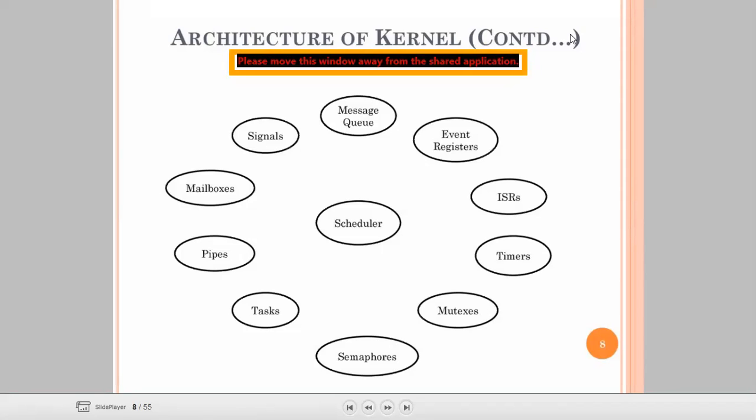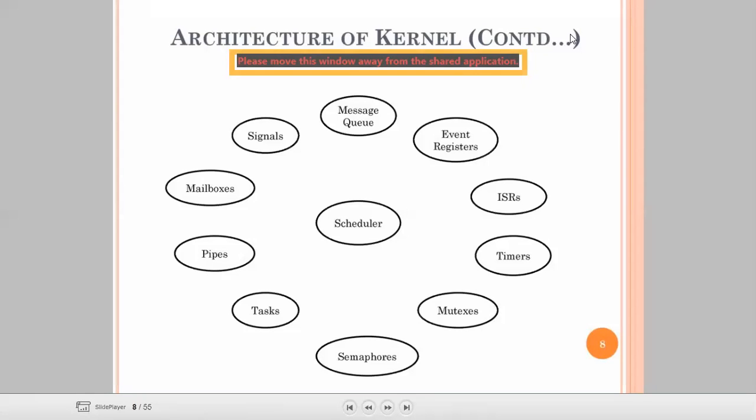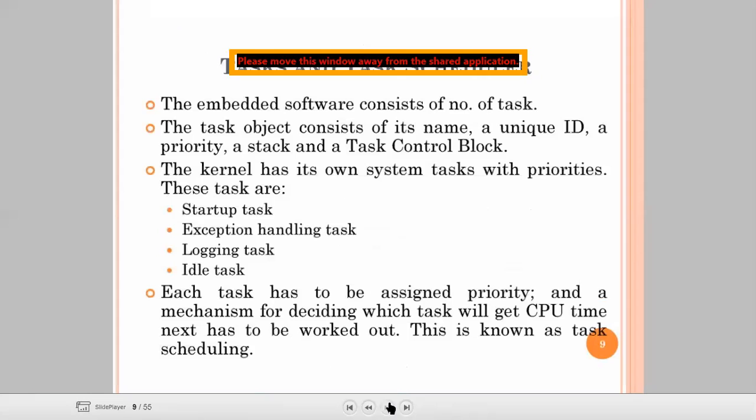What are the different functions provided by the kernel? See here, starting from the scheduler, all these are kernel functions, providing mailboxes, pipes, tasks, semaphores, mutex access, timers, ISRs, event registers, message queues, and signals. We will discuss in detail each and every function. Remember this diagram, and we will go one by one.